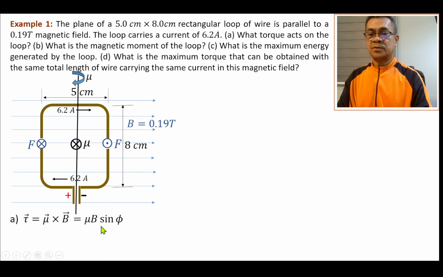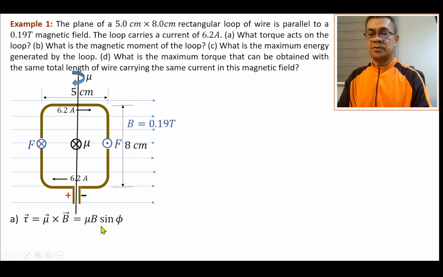So therefore, substitute everything. I is 6.2. A is, remember, the area, so it should be length times width: 0.05 times 0.08. This is the area, times the magnetic field, and sine of 90 is 1. So therefore, the answer is 4.71 times 10 raised to negative 3 newton meter, the unit of torque. And this is in the clockwise direction looking at the top of the axis.